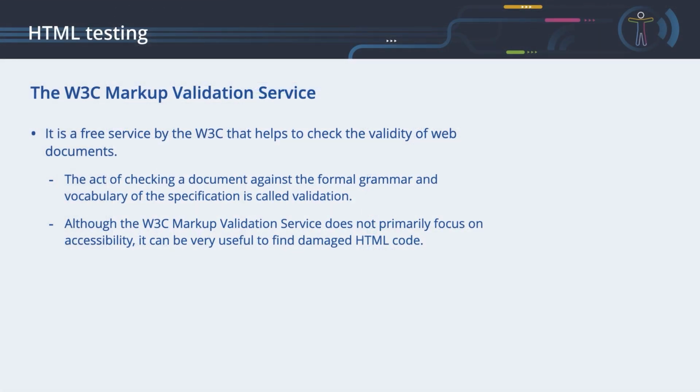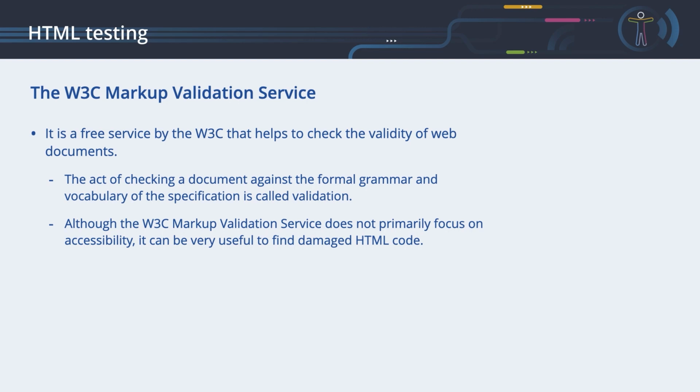The W3C Markup Validation Service. The W3C Markup Validation Service is a free service by the Web Consortium that helps to check the validity of web documents. Most web documents are written using a markup language such as HTML. These languages are defined by technical specifications, which usually include a machine-readable formal grammar and vocabulary. The act of checking a document against these constraints is called validation, and this is what the Markup Validation Service does. Validating web documents is an important step that can dramatically help improve and ensure their quality, and it can save a lot of time.